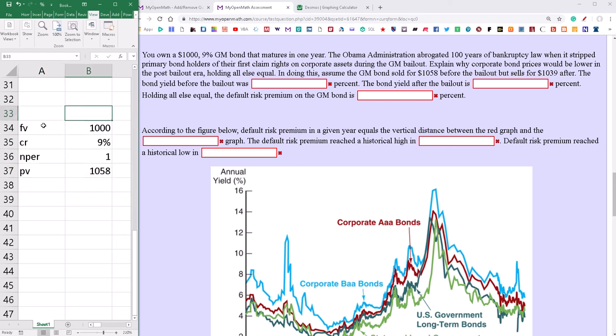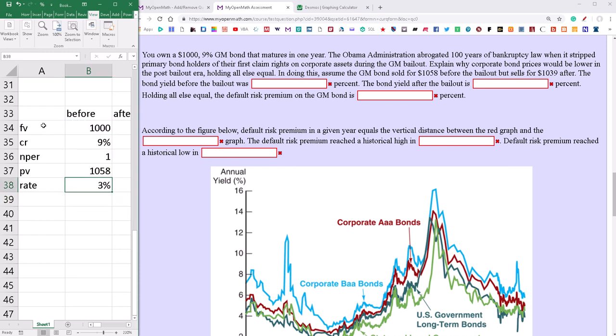This is before, and this is after. And we need the rate, right? Okay, so let's figure it out. Let's type in rate. Number of periods is 1. The payment, I haven't calculated yet, but I can do it right here. 9% of $1,000. And then the price, we got to make that negative because we got to pay the price, $10.58, in order to get that coupon and that face value.